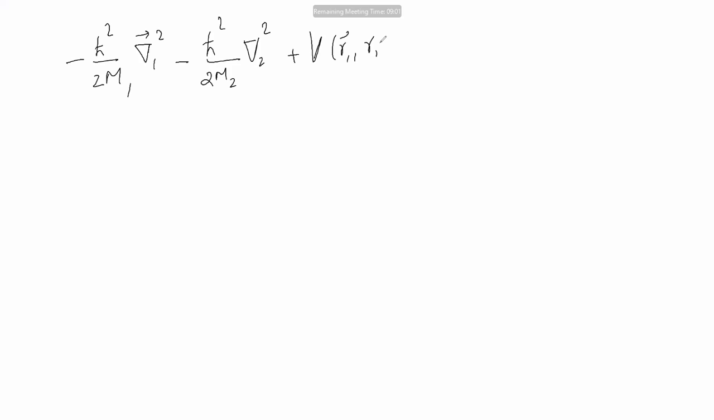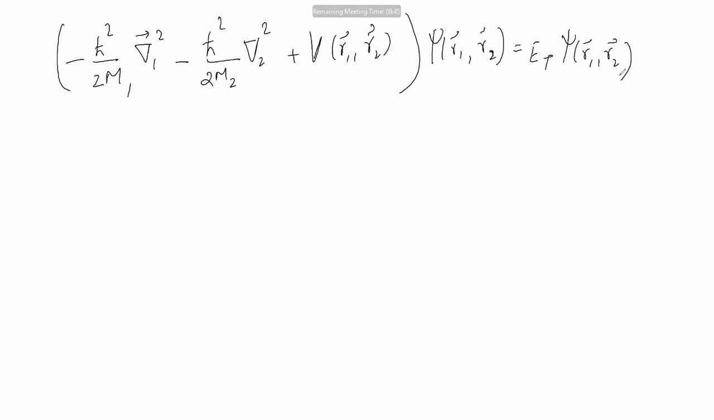And that means if we go to non-relativistic quantum mechanics, then the Schrodinger equation that we write is minus h bar square by 2 m1 del 1 square minus h bar square by 2 m2 del 2 square plus V(r1, r2) psi(r1, r2) is E psi(r1, r2), where what is V?